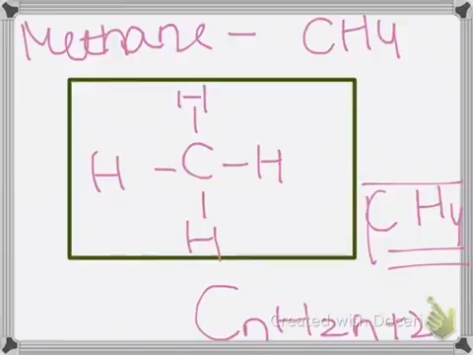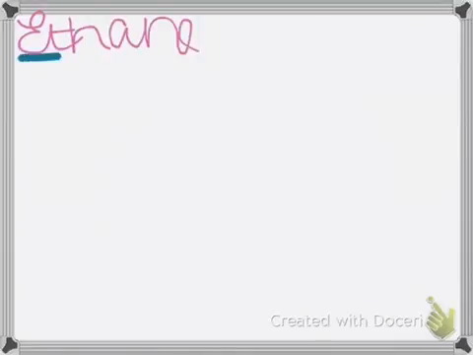Now meth stands for 1, and ane indicates the alkane family. Next we come to ethane. Eth stands for 2, and ane again indicates the alkane family.